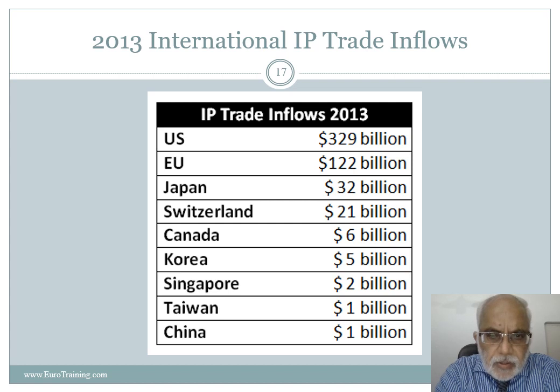Japan 32 billion. Switzerland 21 billion. Canada 6 billion. Korea 5 billion. South Korea. Singapore 2 billion. Taiwan 1 billion. And China 1 billion. So you see for the US, obviously, intellectual property is a very important part of the trade. The $329 billion in revenue inflows because of intellectual property aspects. And Europe is second, 122 billion. So for some countries, intellectual property is a very important issue.